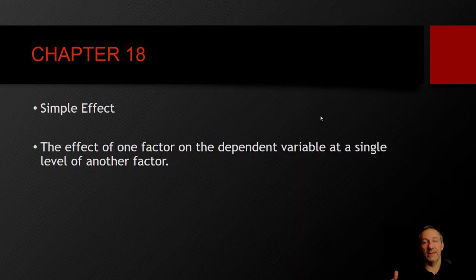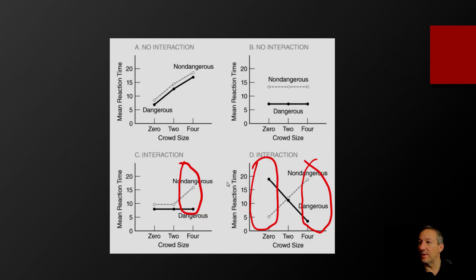The simple effect is if you have, like, 3 different levels to a variable, a 2 by 3, 2 of them might be the same. It's just going to be one of them that's different. That's called the simple effect. And that's exactly what's going on in this first one. It's like 0 and 2, almost identical. It's 4 where that difference is at. So it's a significant interaction, but it's also a significant simple effect for that pairing right there.